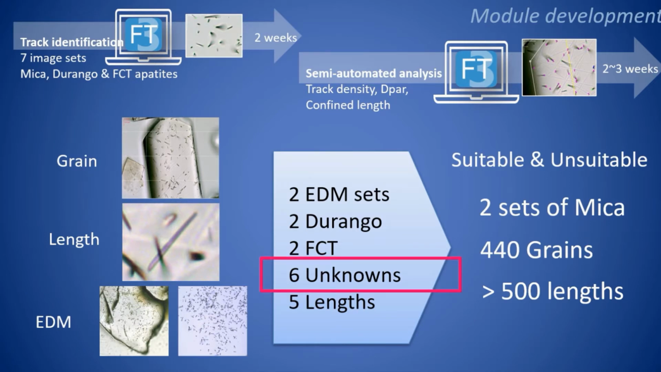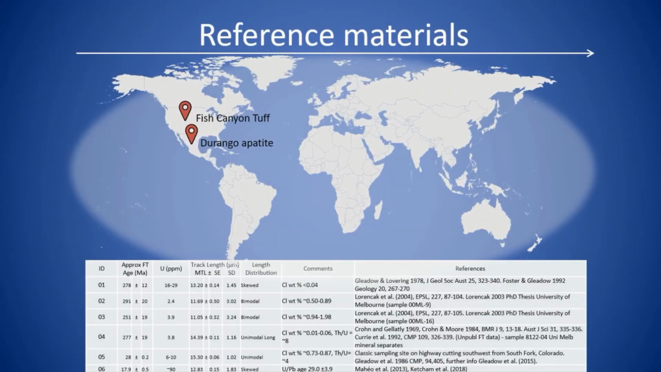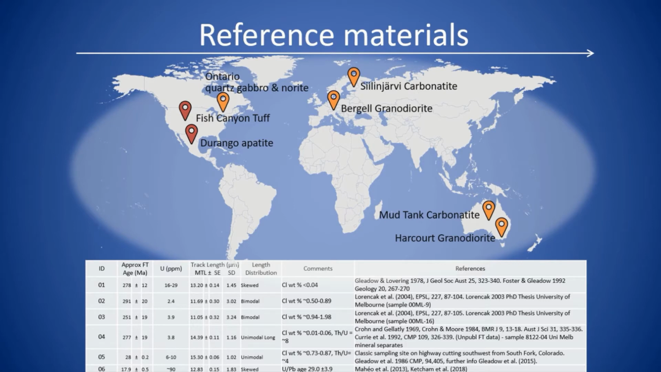Here, I'd like to give more details about the unknown samples in this module. Apart from the 2 most commonly used apatite standards, a further 6 apatites are also included in this training package. They have distinct chemical compositions and track length distributions, and were obtained from a variety of geological settings. We are also planning to incorporate more sedimentary samples in the future. This component can be expanded or modified as it evolves.